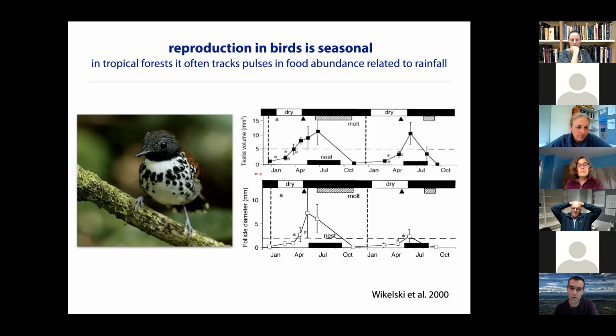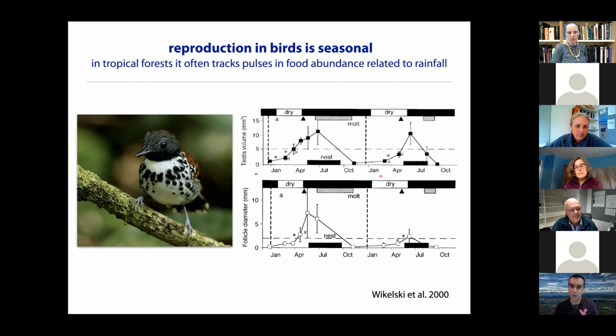And what I want you to see here is that the gonads of birds throughout the year, these are males here and females here, fluctuate in size. So birds are not reproductively active throughout the year, even in tropical environments. And much of what we know about the timing of breeding in birds indicates that breeding is related to food abundance. And food abundance, in turn, is related to rainfall. So birds seem to time their seasonal reproduction to match pulses in food availability, which are related to rainfall.